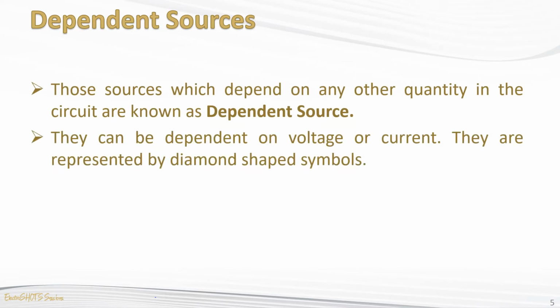Those sources which depend on any other quantity in the circuit are known as dependent sources. They can be dependent on voltage or current. They are usually represented by diamond-shaped symbols so as to differentiate them from the independent sources.